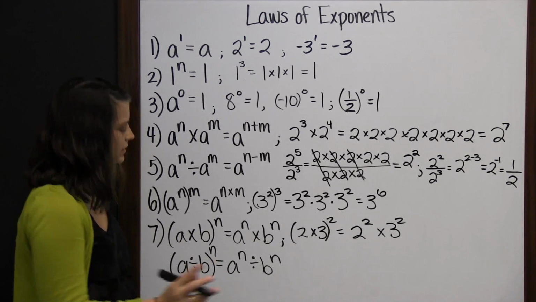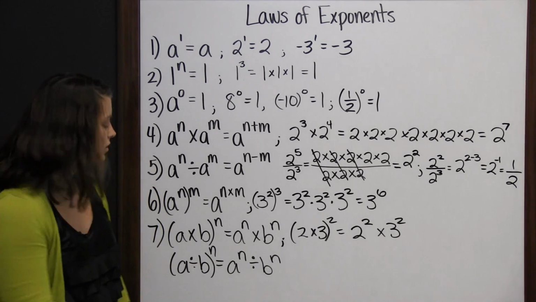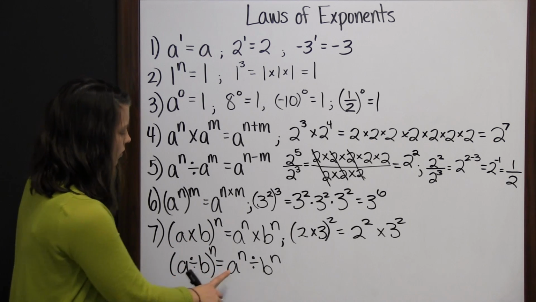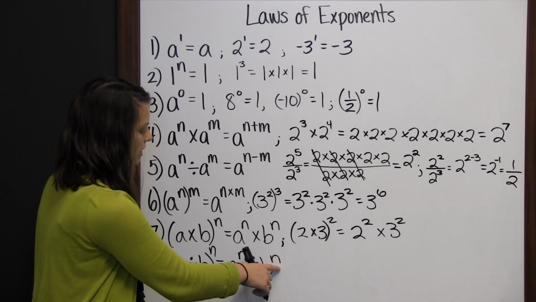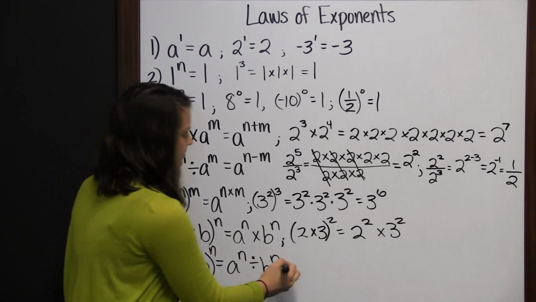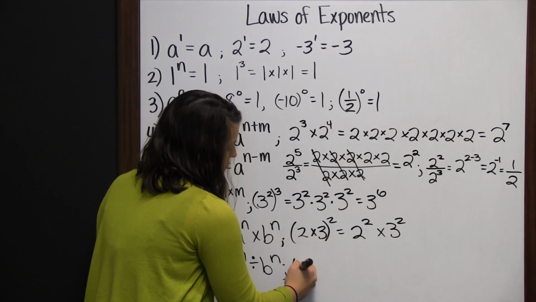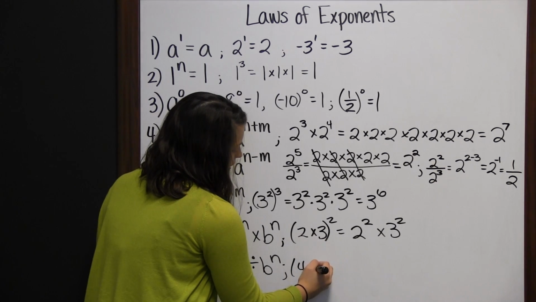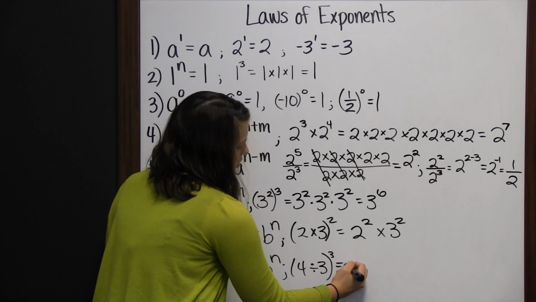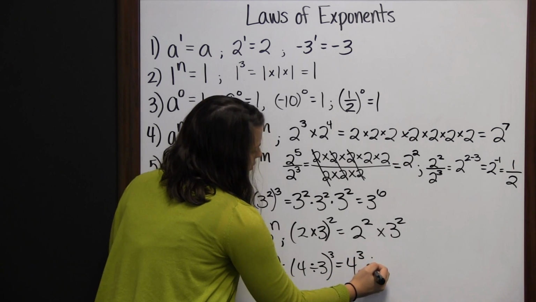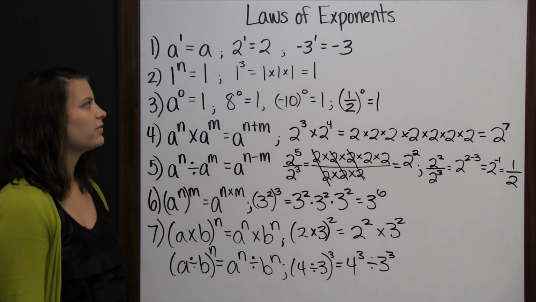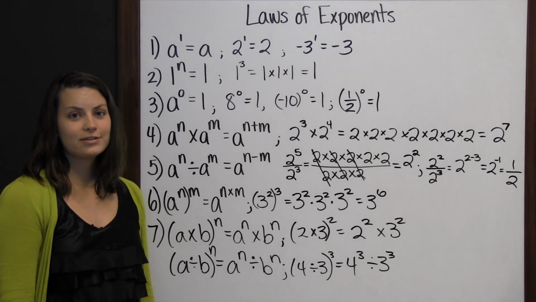Now on this next one, same thing, just with division. So a divided by b, that quantity raised to the n, would be a to the n divided by b to the n. So everything in the parentheses is raised to the n power. So it'd be like doing 4 divided by 3, quantity cubed. So that'd be 4 to the 3rd divided by 3 to the 3rd. And then again, you could simplify. And those are our laws of exponents.